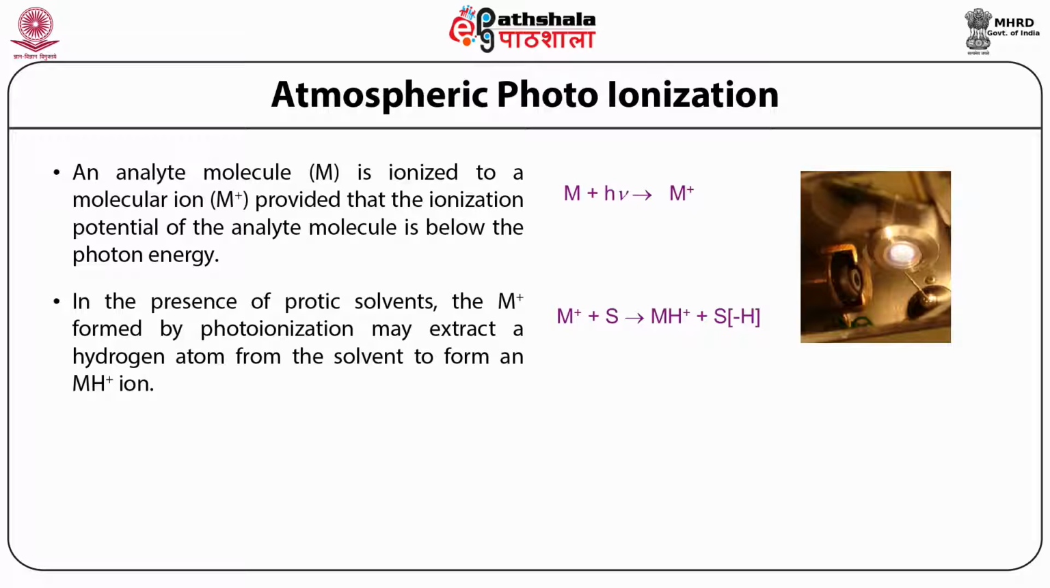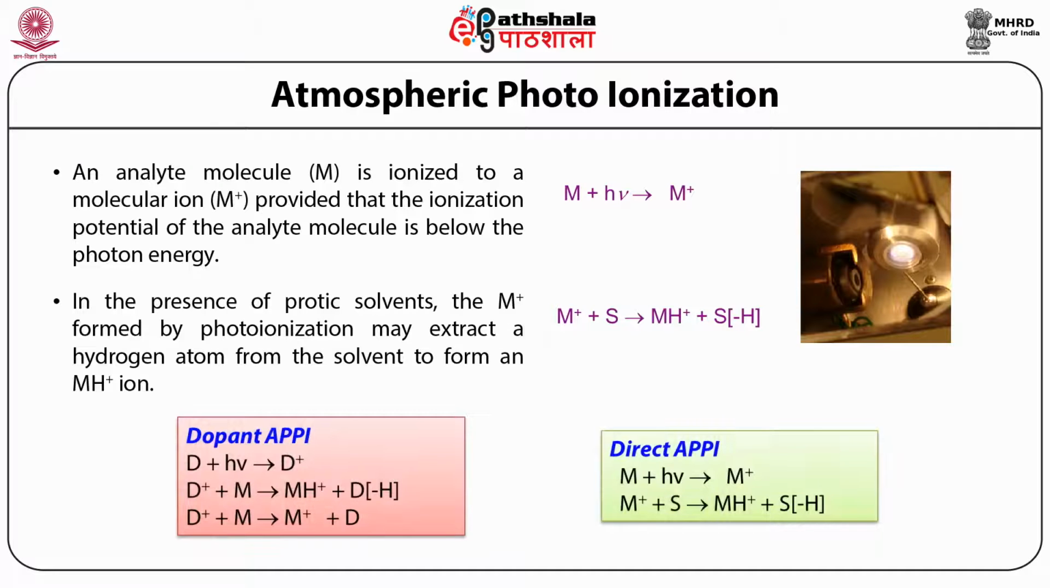This happens in the case of direct APPI, where sometimes dopants are added to enhance this process. The dopants, like toluene or benzene, first undergo photoionization, and after that they become the source for formation of the pseudomolecular ion. That's why the dopants are added in the solution to make this possible.